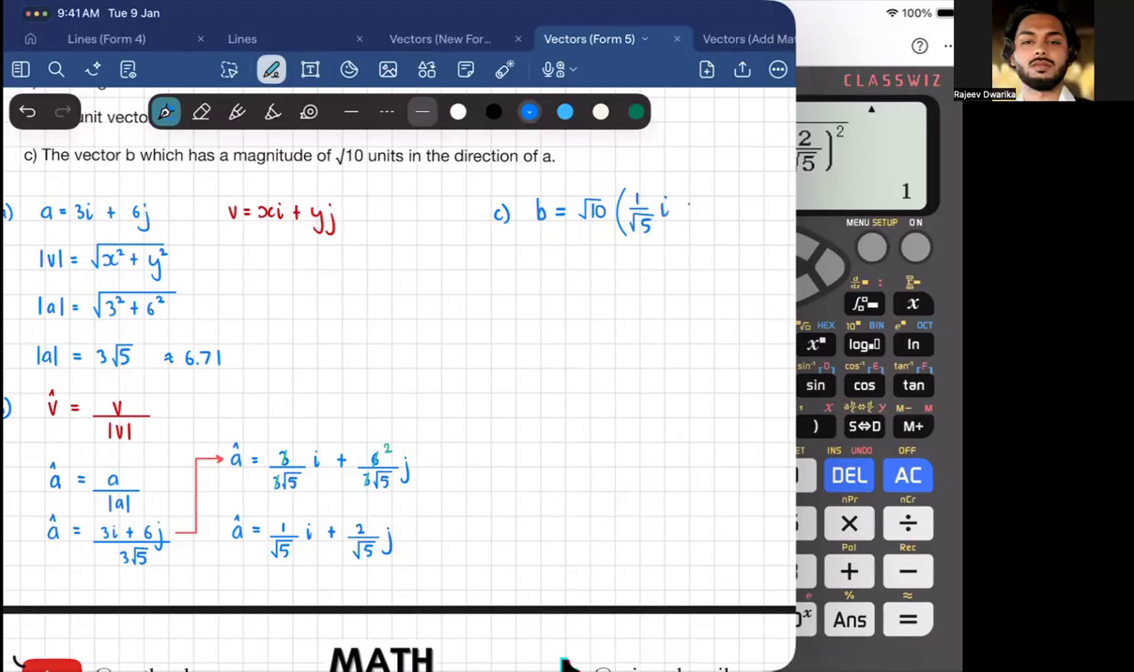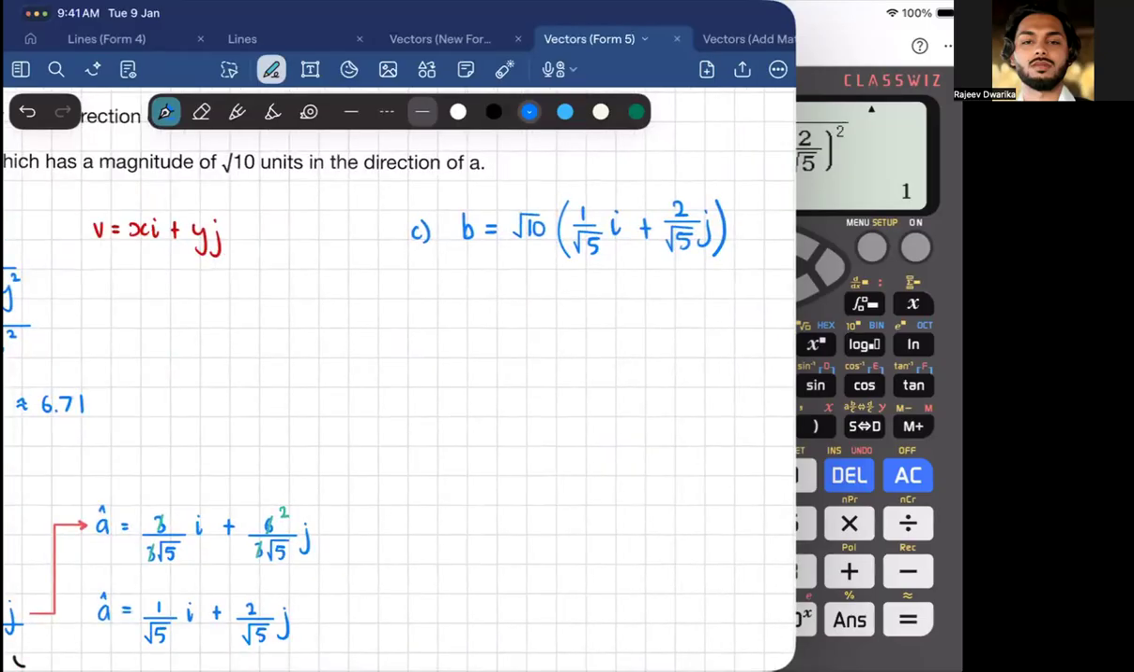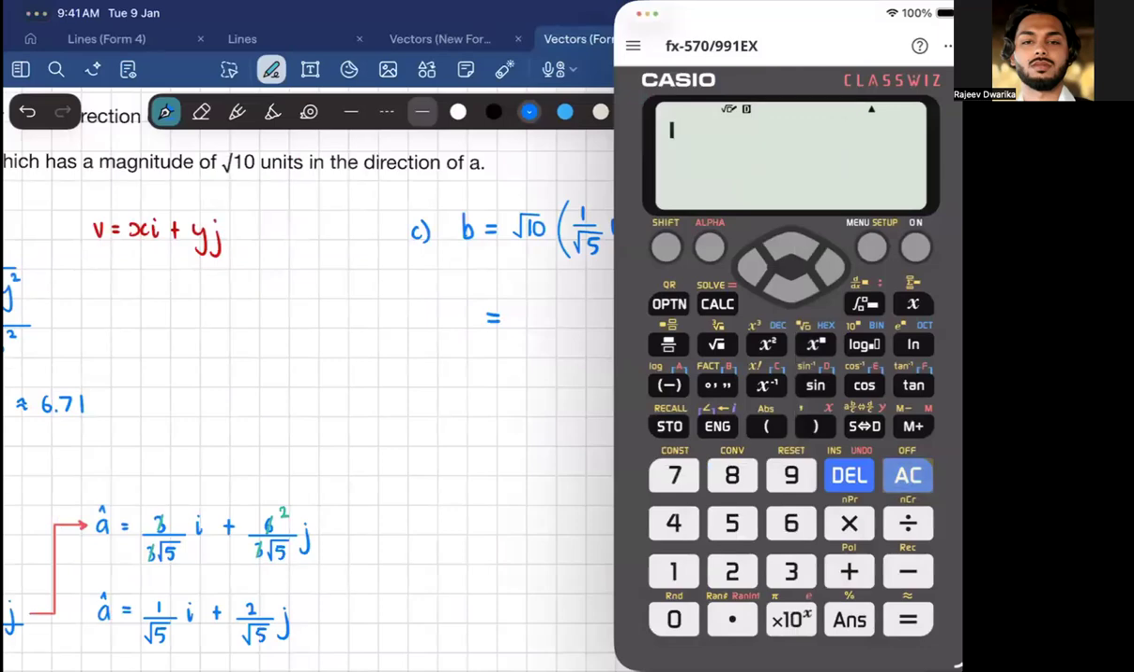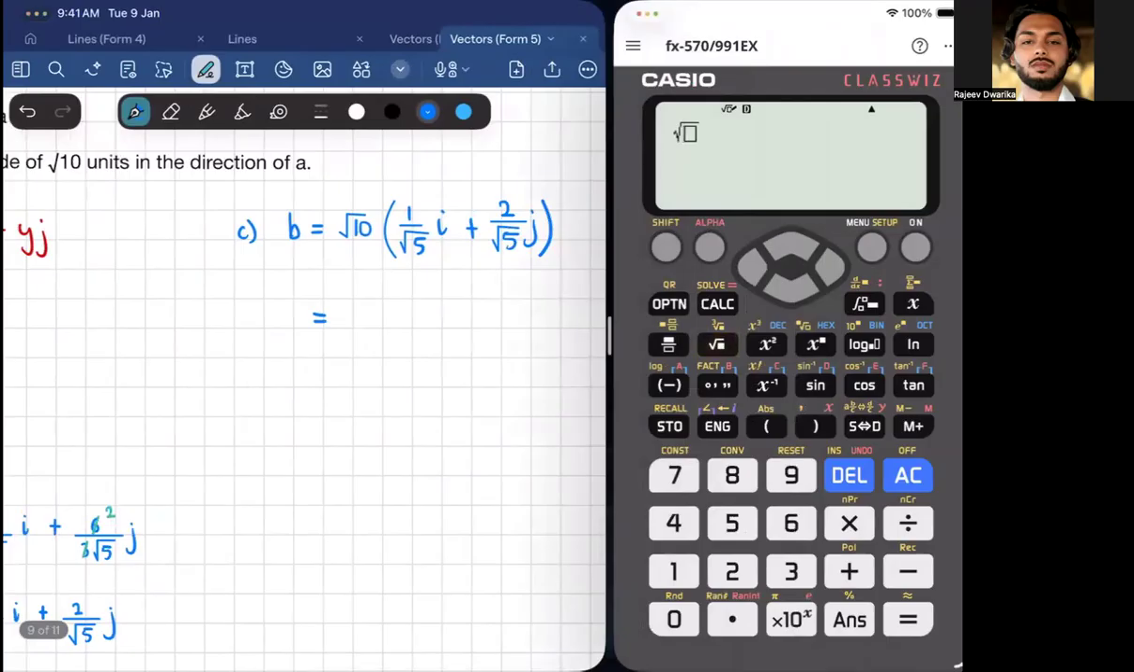Right? I plus 2 over... Right? So we'll just say, in the calculator you're going to put root 10 by 1 all over root 5, and you'll get root 2.